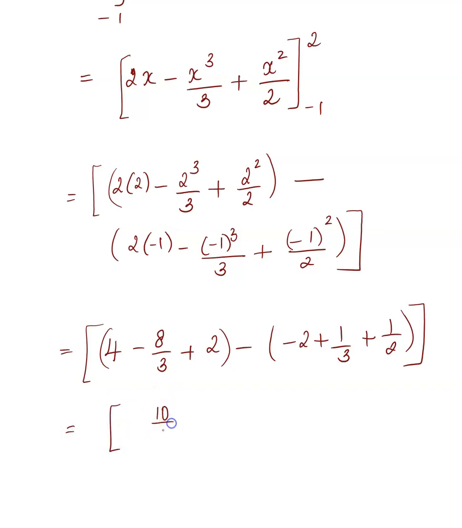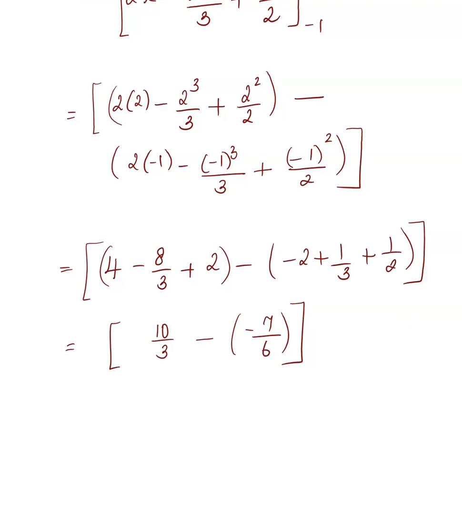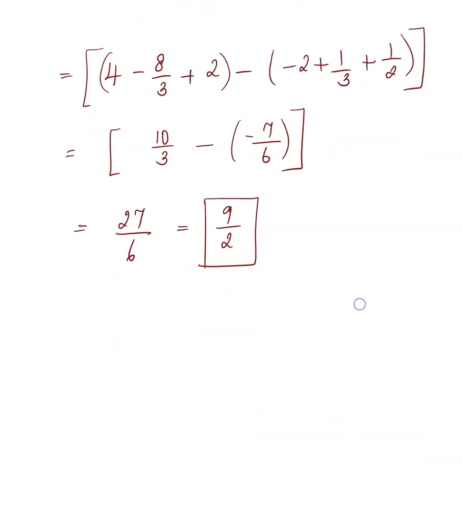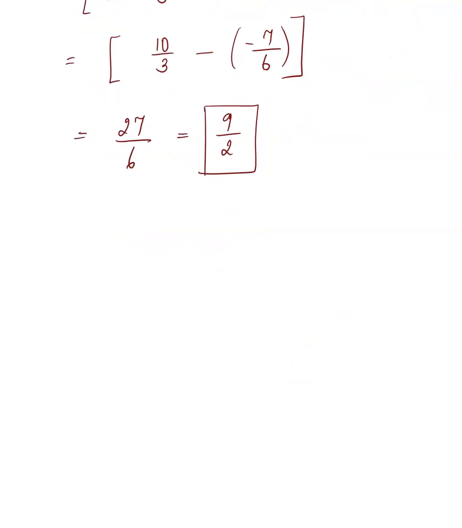So this should be 10 over 3 minus negative 7 over 6. Clean that up. 27 over 6, which can be reduced to 9 over 2. And that's your answer here. The area between the two curves is 9 over 2. Now, if they gave us the units, then you'll know what the area is. 9 over 2 square meters, or whatever the real life application of the problem is, you will attach the units based on that.